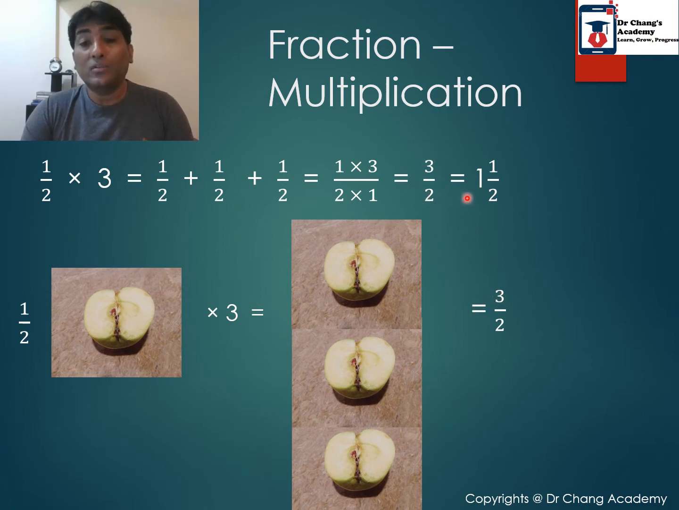And we can change it into a mixed fraction, 1 whole and 1 half. We can see here that these two halves of an apple make 1 whole, and this is another half. So 1 whole and 1 half are 3 halves. This is how multiplication of fractions works. This is the same as we do with whole numbers: when we say multiply a number, we mean a number of times.